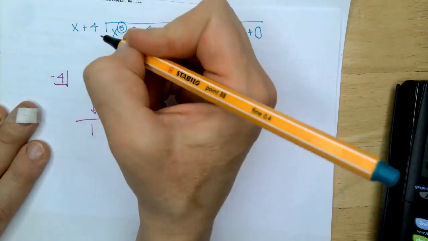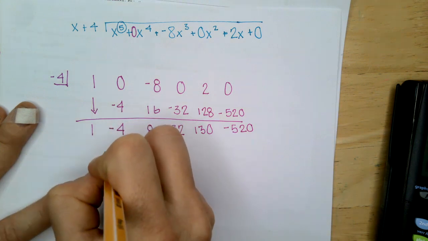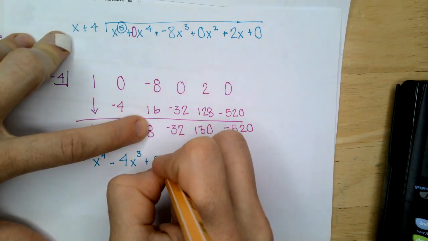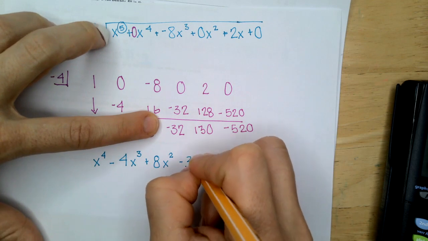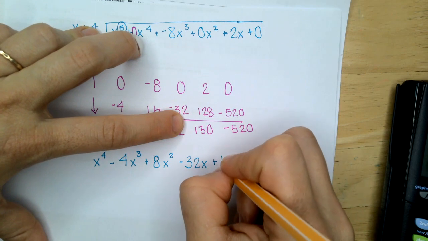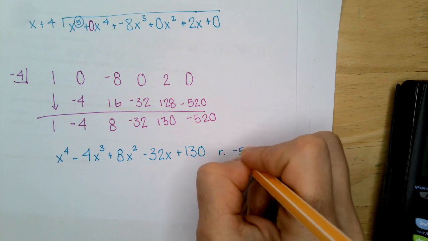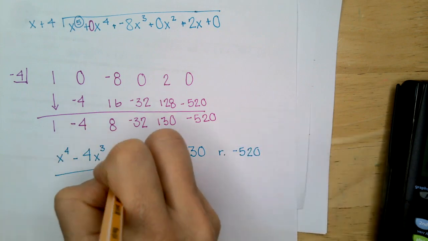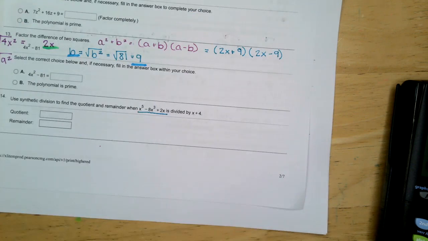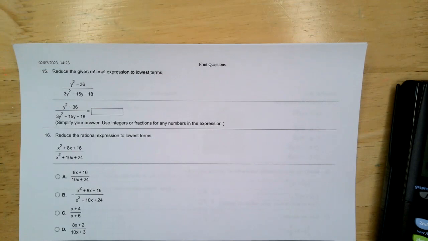We started with x to the fifth. That means our answer is going to start with x to the fourth. We have 1 x to the fourth minus 4 x to the third plus 8 x squared minus 32 x plus 130, and then this is your remainder. Remainder, negative 520. Okay, if you get a number that big, you did not do it wrong. That's the only synthetic division on there.